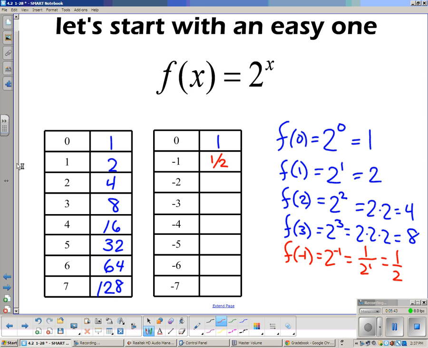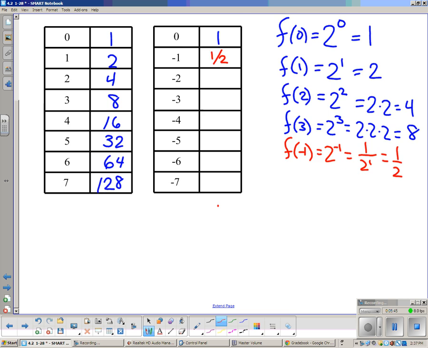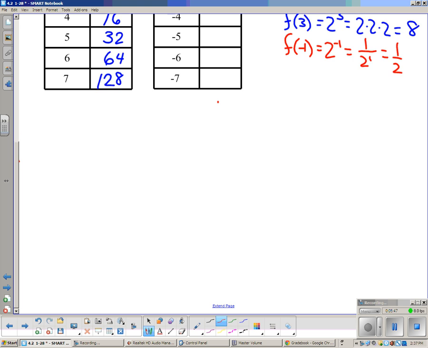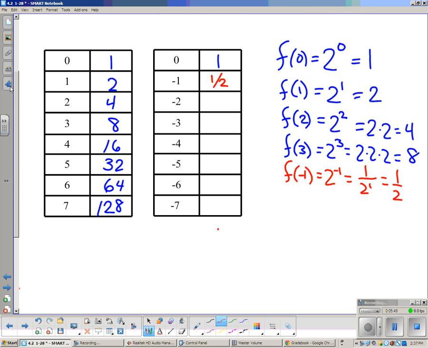I'm just going to scroll down a little so we have some more room here. All right, so now if we look at the function at -2, it's 2 to the -2 power. So again, we know that we could take that and flip it so that we have the reciprocal 1 over 2 squared, which is 1 over 4. We already calculated 2 squared above, when we did the function at 2, so we get 1/4.